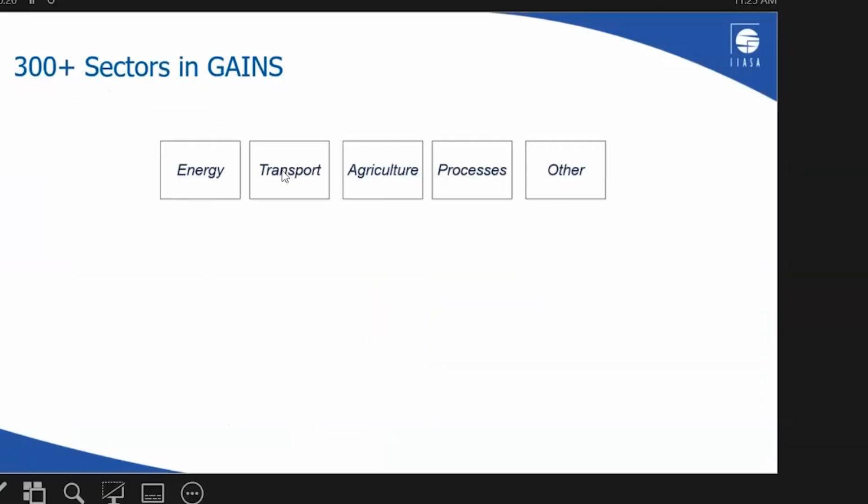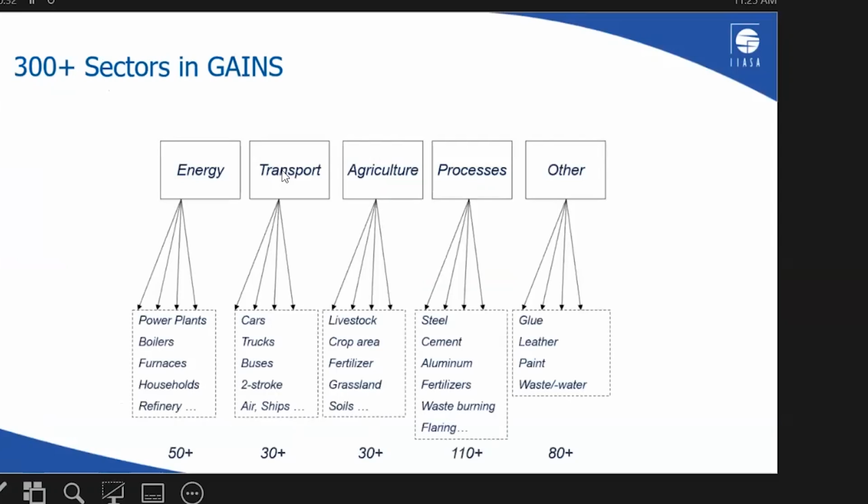Now in the GAINS model, we have 300 plus sectors. As I have mentioned, we have energy, transport, agriculture, processes, industrial combustion, and other sectors, and they are subdivided into subsectors. So just imagine, I have shown you the slide of Delhi, and that kind of representation of results is really useful for the policymakers. But to develop that, the first thing is to start from the emission inventory.